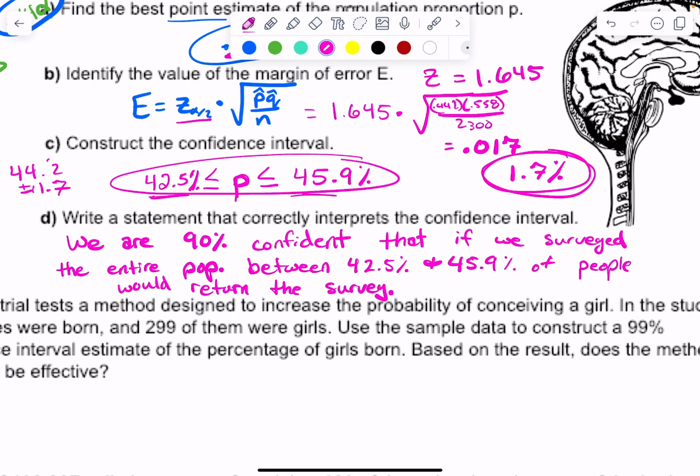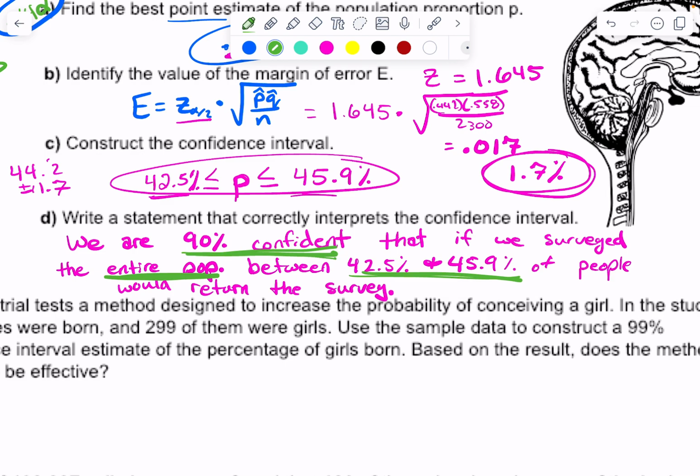Okay, so your interpretation needs a couple different things. It needs how confident you are, it needs the percentage that it falls between, and then it needs what you're talking about. And it needs the entire population, the words "entire population." So make sure you have at least those three things in there, the four things, I guess. The fourth being what it is that the story problem is telling you.